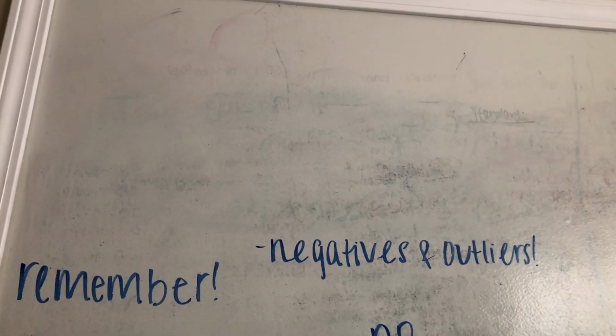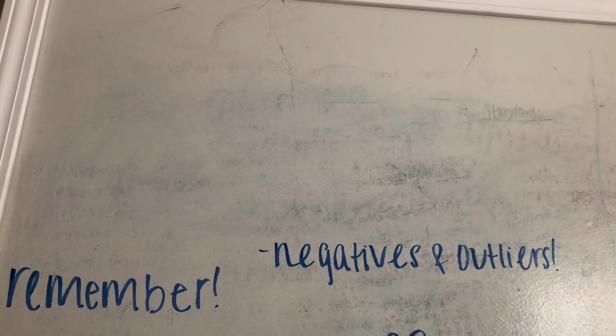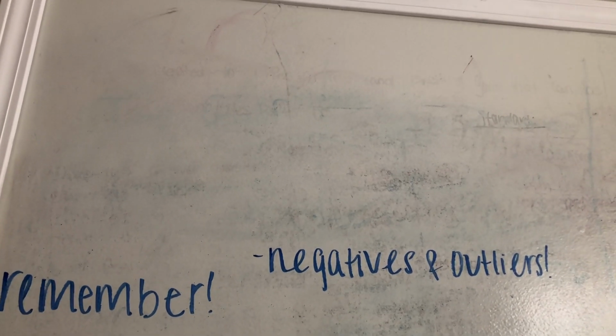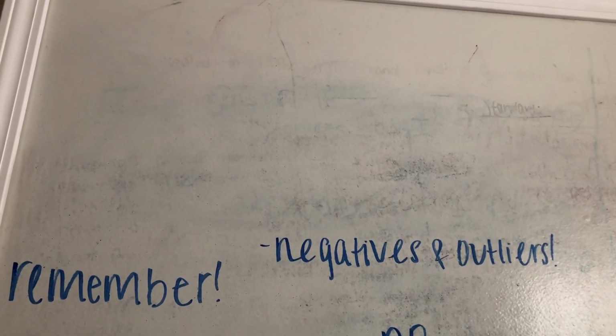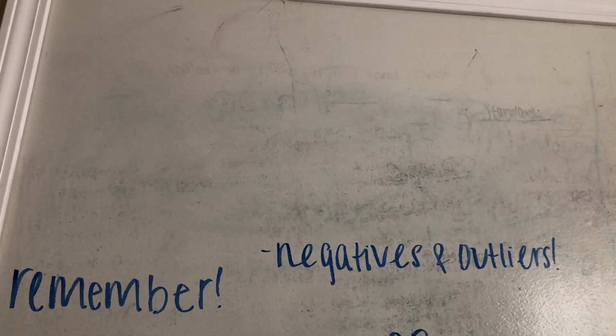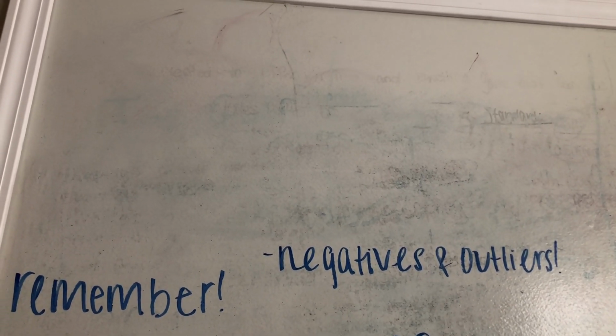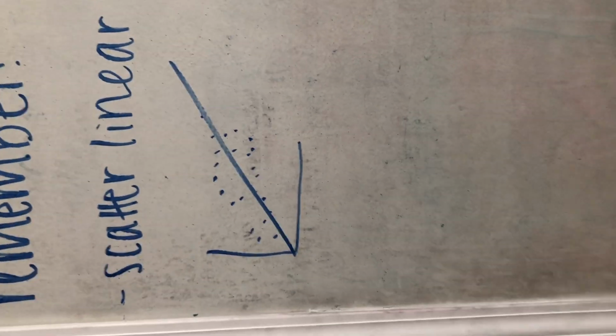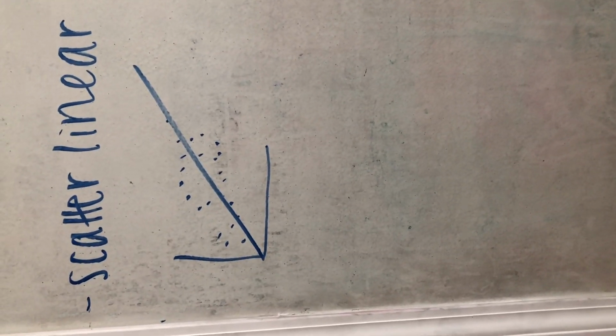So now I'm going to talk about part 3, which is just some things to remember and problems that could go wrong. As most of the things in AP Stats describe, we always have to be sure to watch out for negatives and outliers that could affect the data. Some other things that we have to remember is that our scatter plot has to be linear. That's the whole goal of the re-expression.